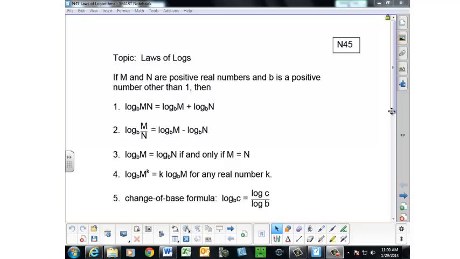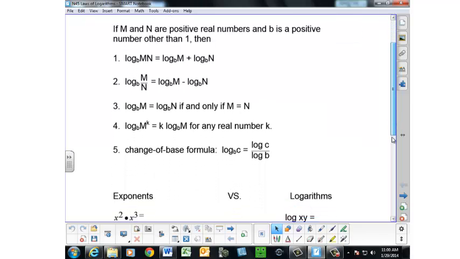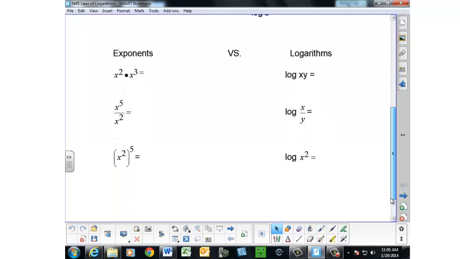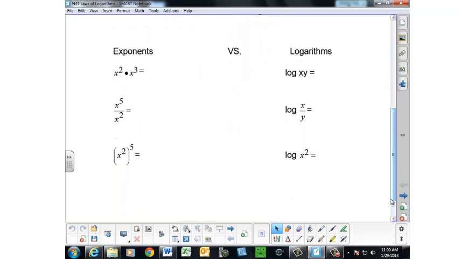Okay, topic N45, laws of logs. If m and n are positive real numbers and b is a positive number other than 1, then the law of logs is such that we can compare between exponents and logarithms.